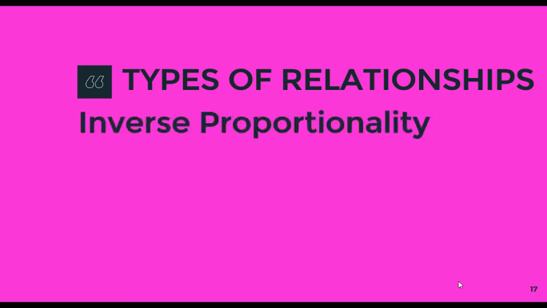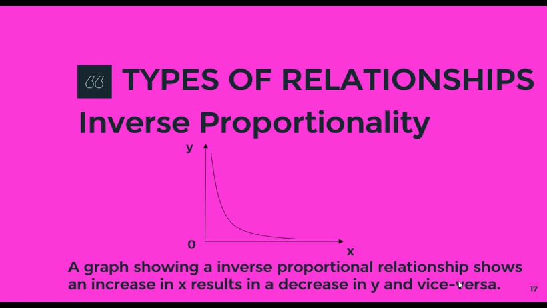So now we're going to look at the other type of relationship, and this is what we refer to as inverse proportionality. Now, this is the graph which shows an inverse proportionality, and we say that a graph showing an inverse proportional relationship shows an increase in the x results in a decrease in the y-axis and vice versa. So what we observe is that as we increase the values on the x-axis, the values on the y-axis start to decrease. And if we were to increase the values on the y-axis, we'll observe a decrease in the values on the x-axis. So this is the graph which shows inverse proportionality.